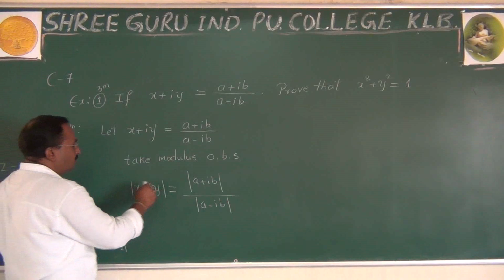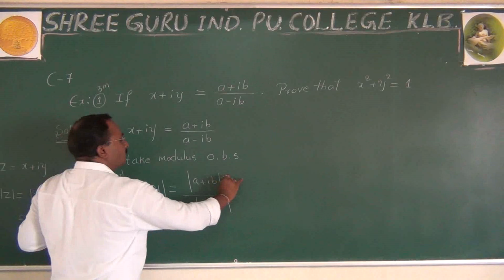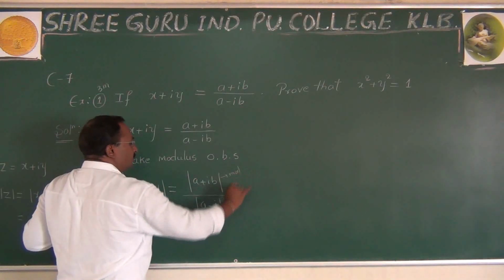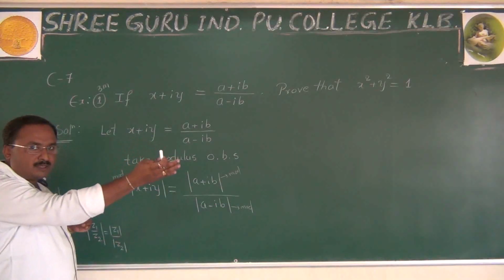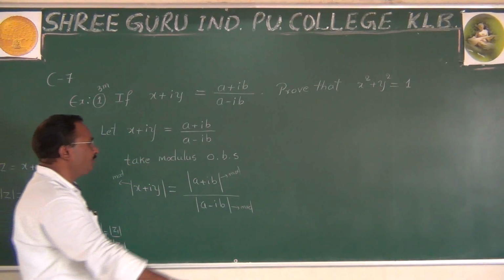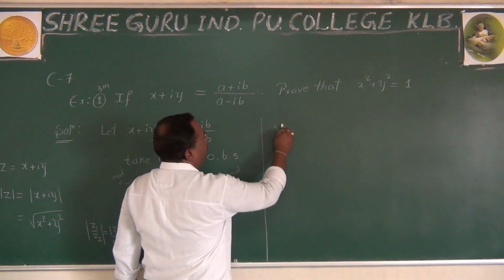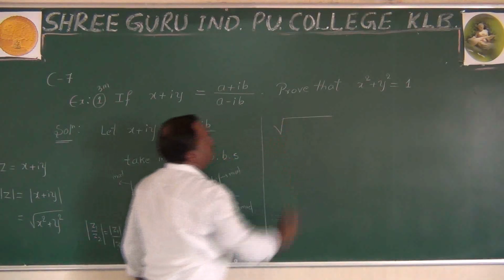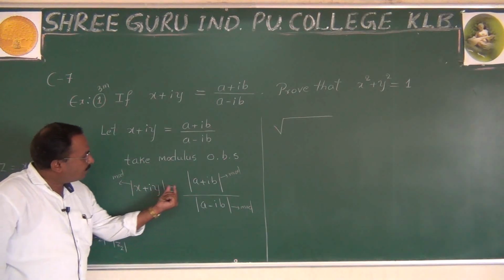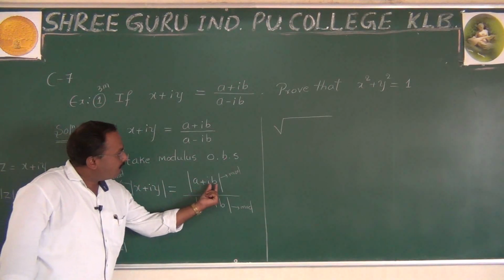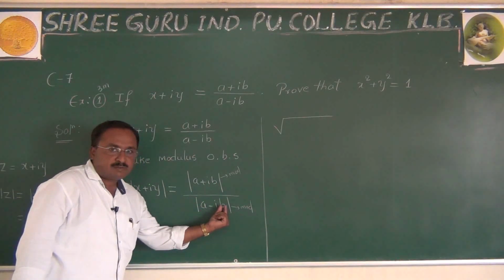By applying the definition of modulus, this is the symbol for modulus. Yes. By applying the definition of modulus, what is it? Square root of real part square plus imaginary part square. Here the real part is x and the imaginary part is y. Here the real part is p, the imaginary part is minus p.